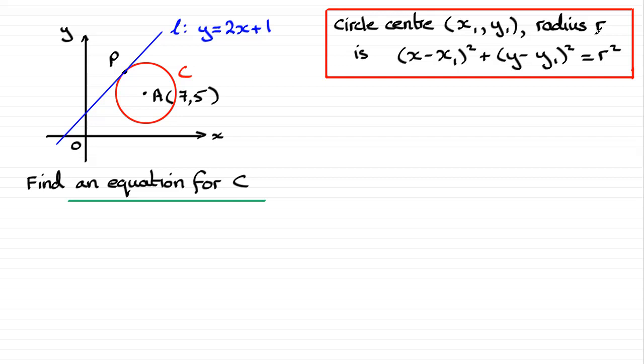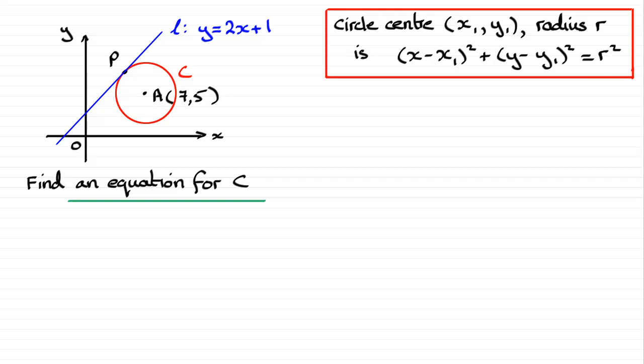But if we return to the first part of the question, remember we had to find the equation of the line PA. And so what I'm going to be doing is getting the coordinates of P by looking at simultaneous equations. We can equate the equation of the line passing through PA with that of L, establish the coordinates of P, and then from that we should be able to work out the radius PA, and we can substitute our x1, y1 values and r into this equation, and that will get the equation of the circle. Okay, so that's the method I'm going to be using.